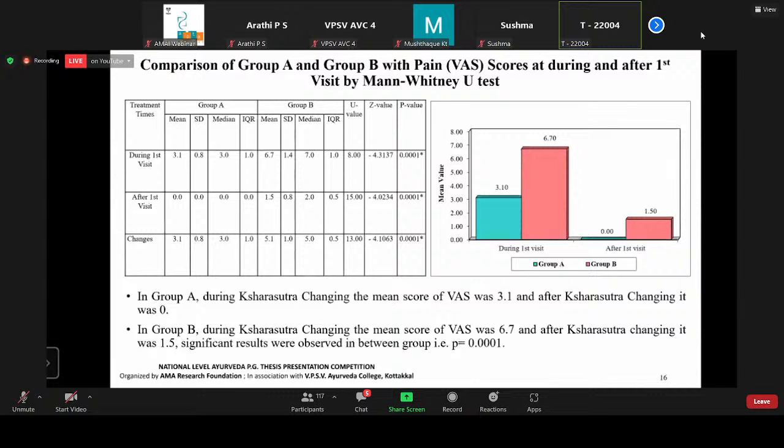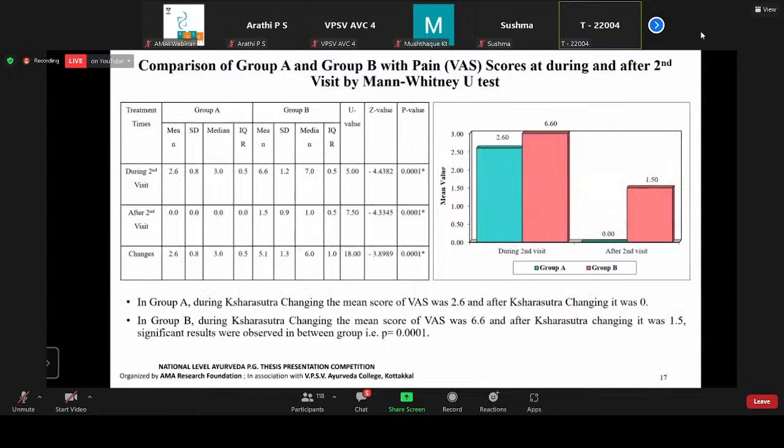after first visit by Mann-Whitney U test. In group A, during Kshar Sutra changing, the mean VAS score was 3.1, and after Kshar Sutra changing it was 0. In group B, during Kshar Sutra changing, the mean VAS score was 6.7, and after Kshar Sutra changing it became 1.5. A significant result was observed between the groups, that is P equal to 0.001.